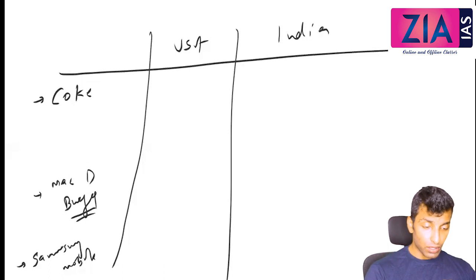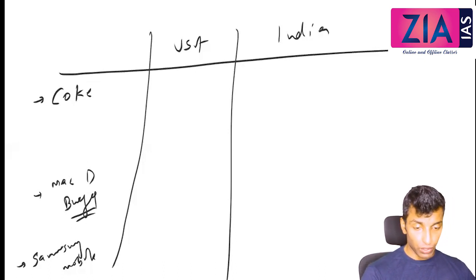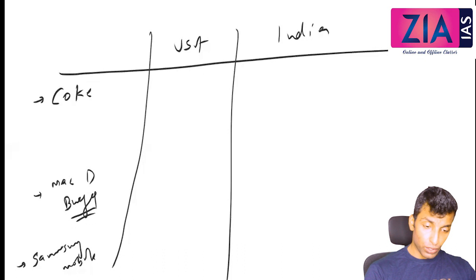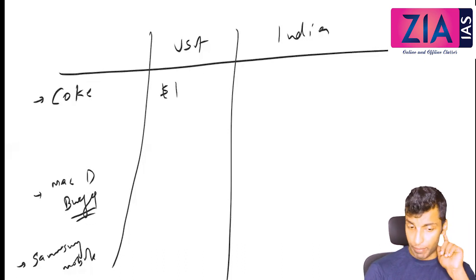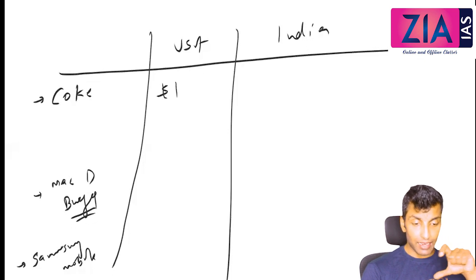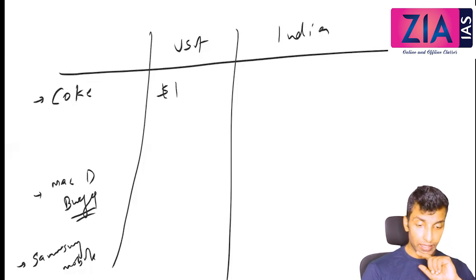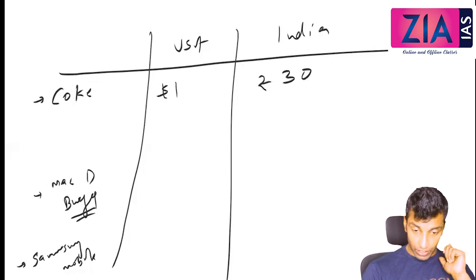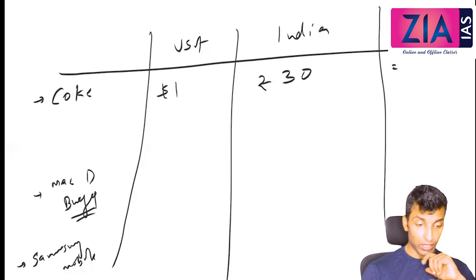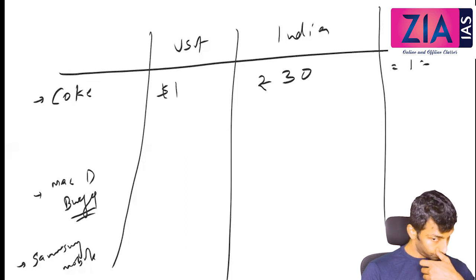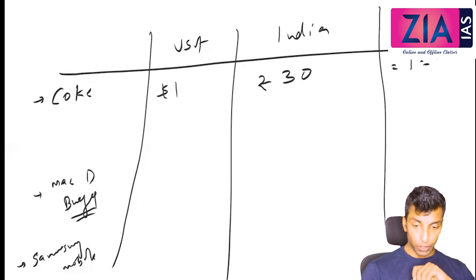Now what is the cost of Coke in India? What is the cost of Coke in US? Let's say $1, the small 300 ml bottle. Okay, that is $1. So in India it is 30 rupee. So in this context, what is the purchasing power? What is the exchange rate in terms of purchasing power parity? $1 equal to 30 rupee. Okay, so here $1 equal to 30 rupee.